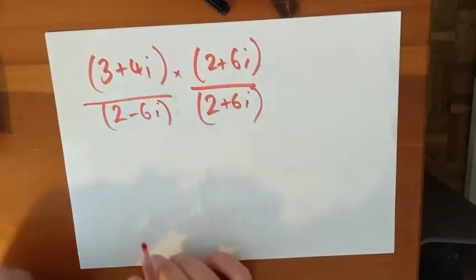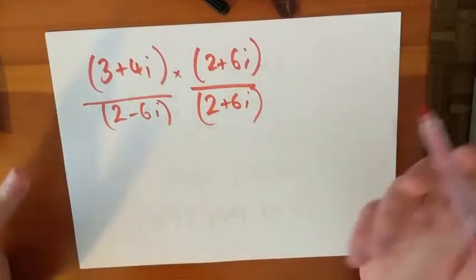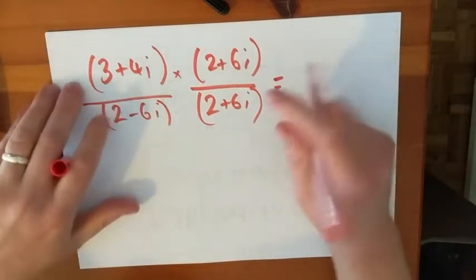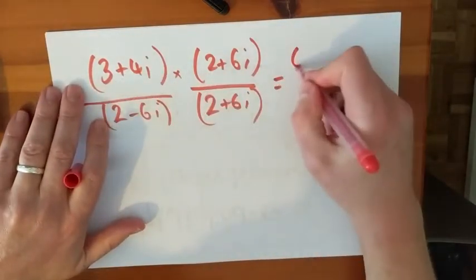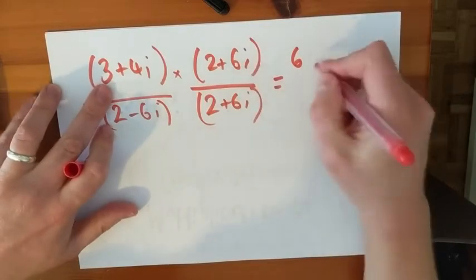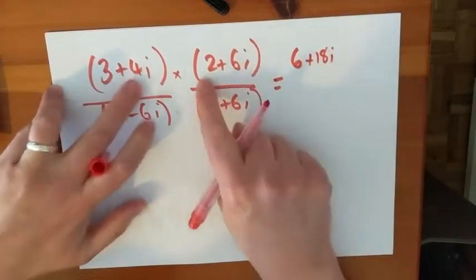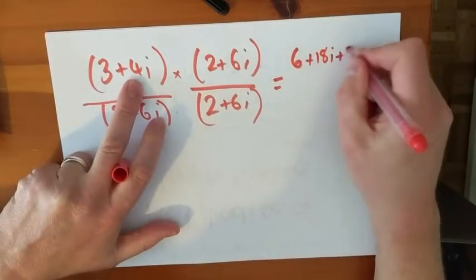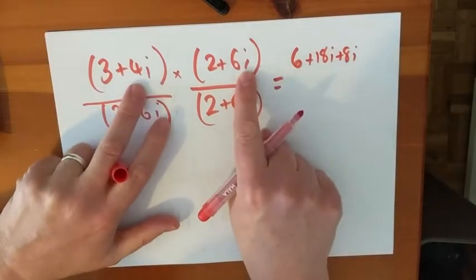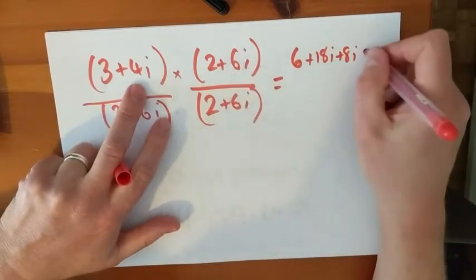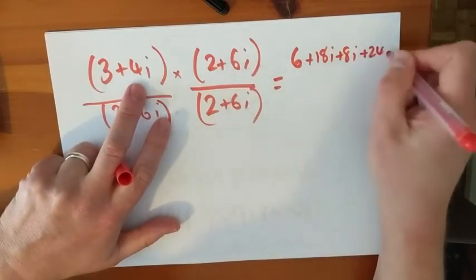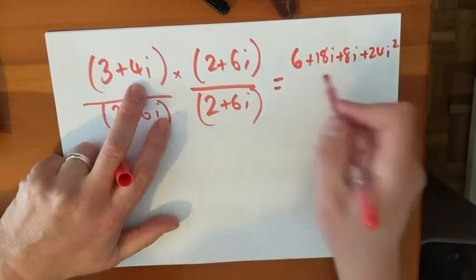So let's just run through the actual process. Okay, so on the top, I'm going to have to do first, outside, inside, last. So on the top, I've got 3 times 2, which is 6. The outside, I've got 18i. The inside, I've got 8i. And at the back, I've got 4 times 6, which is 24. And I've got i squared. And that's going to give me a minus 1.